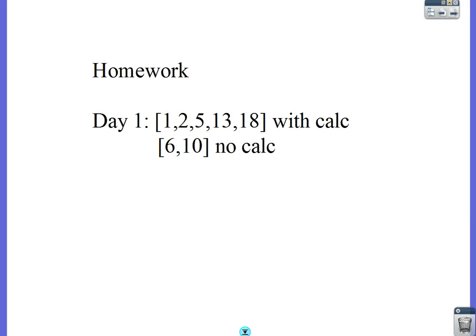Finally, next up, homework. Okay. So what I want you to do is number 1, 2, 5, 13, 18 with a calculator. Okay. So use your calculator all day long. Go ahead, pound it out. All right. Use your calculator. I want you to be able to get used to that. Next, number 6, number 10, I want you to do it without a calculator. All right. I want you to do that one by hand.